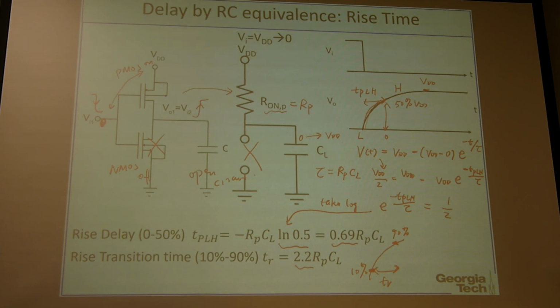So any questions? So this is much simpler, just RC. Of course, this is an approximation. It's not as accurate as the first method based on the average current. So any other questions here?